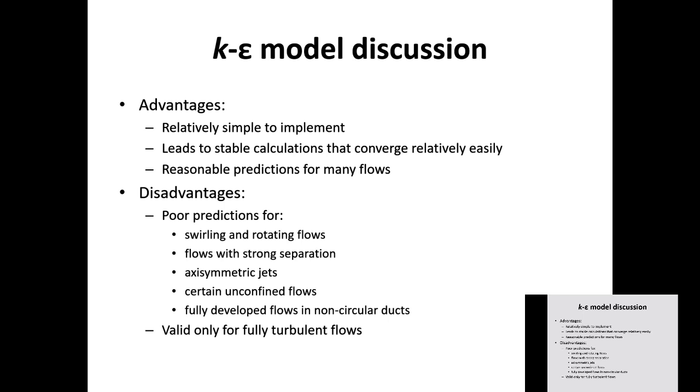Okay. And it's not good for axisymmetric jets or unconfined flows. So when the flow becomes fairly complex, K epsilon model doesn't handle it very well. And it is valid only for fully turbulent flows. You can't use it for transition cases. And the epsilon equation is simple.